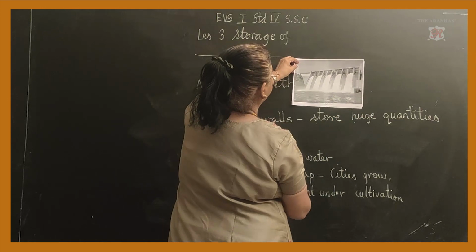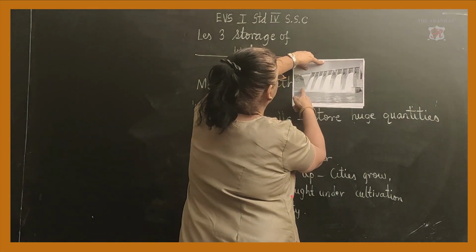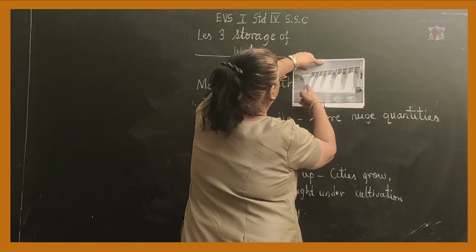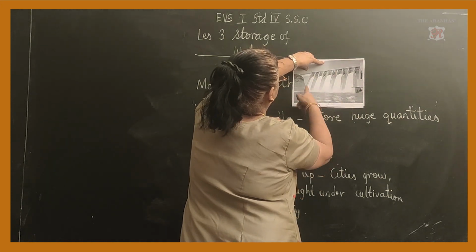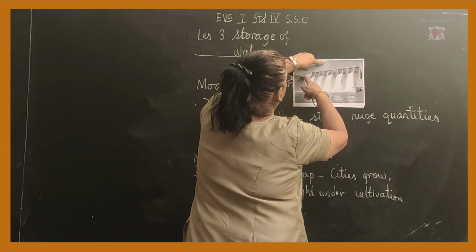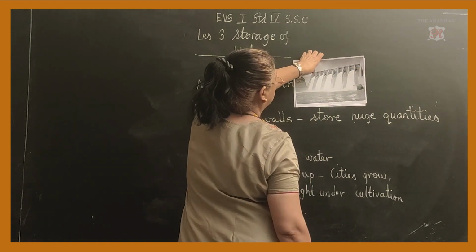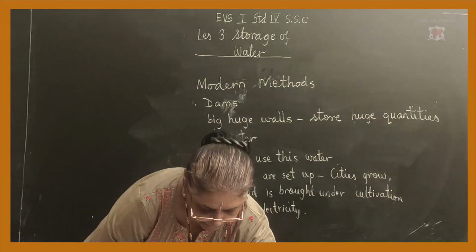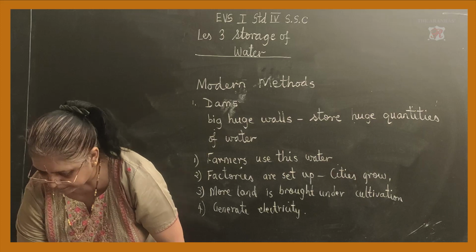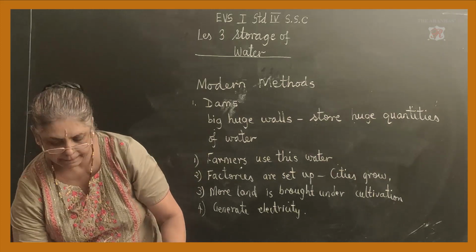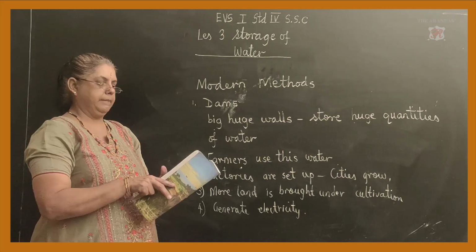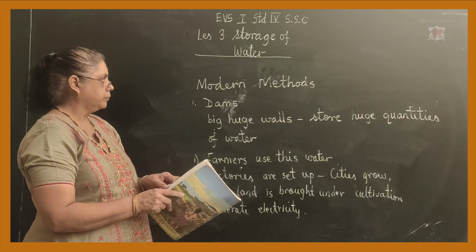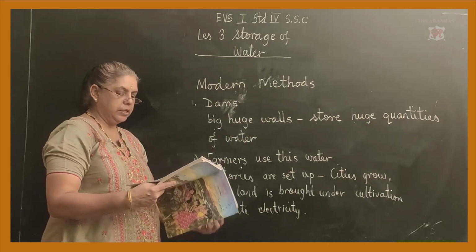I'll show you a picture of a dam. This is the picture of a dam. You can see how huge quantities of water are stored in a dam. How the water is flowing fast. You can see a big wall built, and that is called a dam. Children, make a note of this in your book.